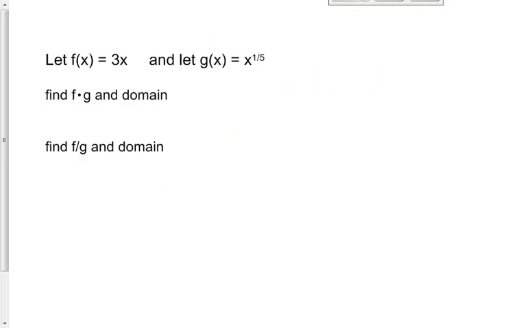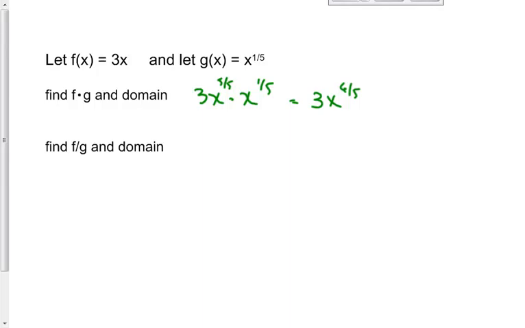I think there's one more here, yes. Let f of x equal 3x and g of x is x to the 1/5. Find f times g. 3x times x to the 1/5. 3 times 1. The product property, I have to add 1 plus 1/5. Let's change this guy, 5/5. 5/5 plus 1/5, 6/5. There's the answer to the function multiplication.